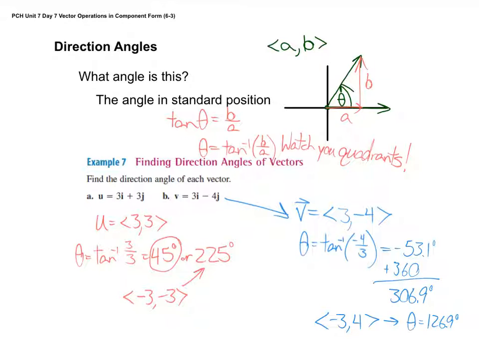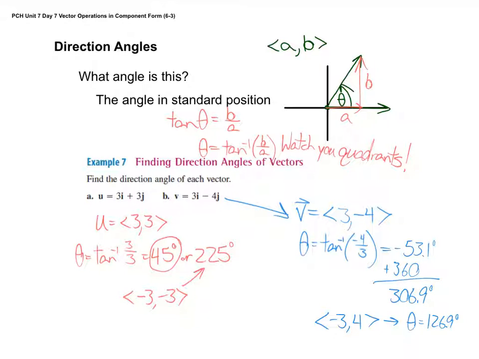So pay attention to those components and which quadrant it's pushing you towards. Any questions about that? That's a really easy thing to overlook. So when you're looking at direction angles, make sure you pay attention to that.